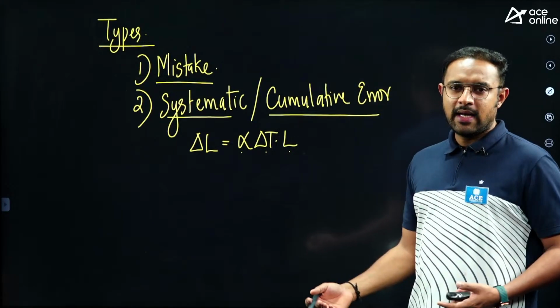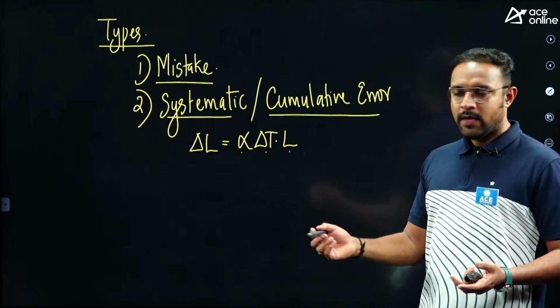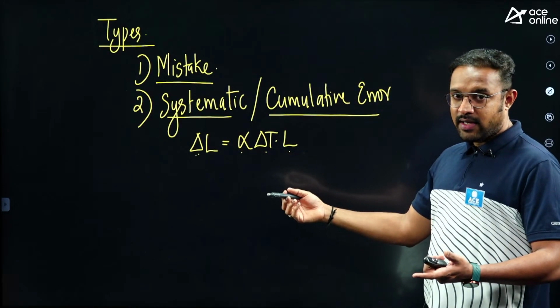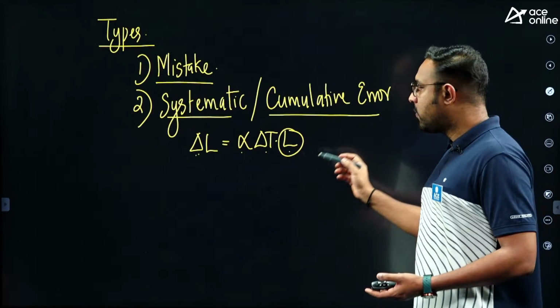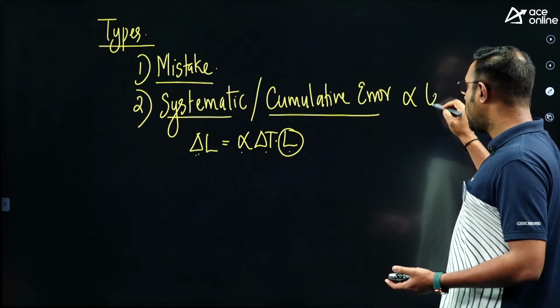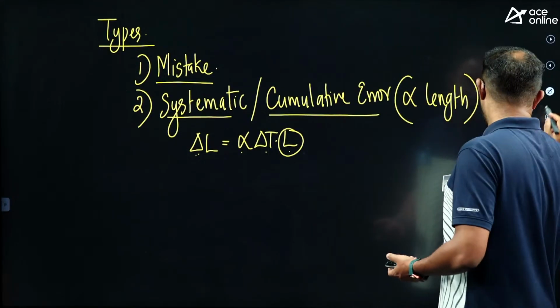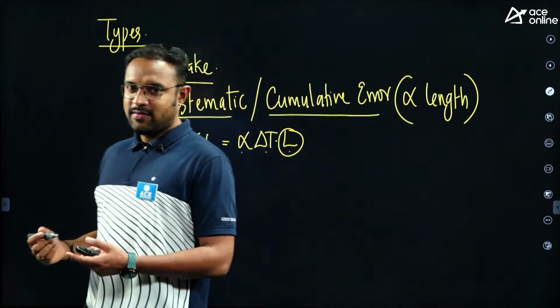Like this, so many errors are there: error due to pull, error due to sag, and so on. As you can see, this change in length, the error that we are getting, is proportional to L. So what we understand is that the cumulative errors are proportional to length. Please remember that. Cumulative errors and cumulative corrections for that matter will be proportional to the length of the lines.